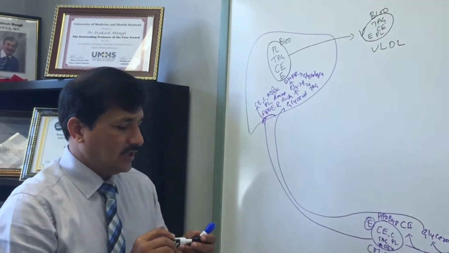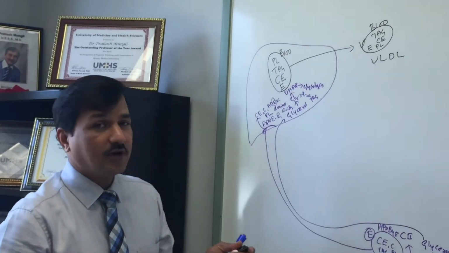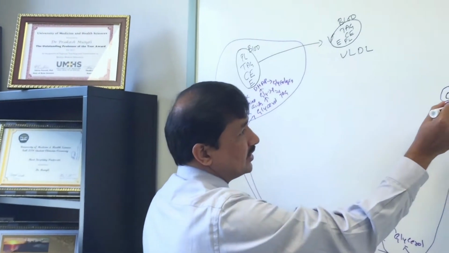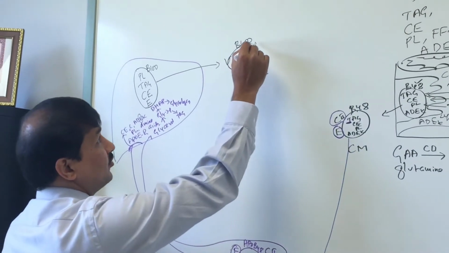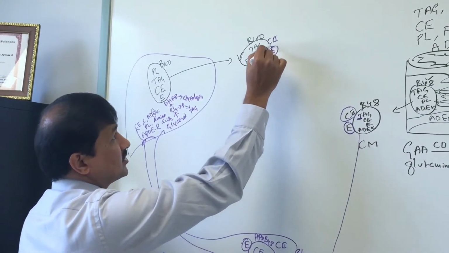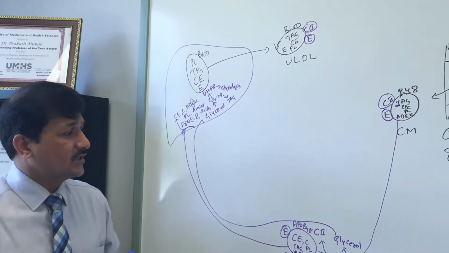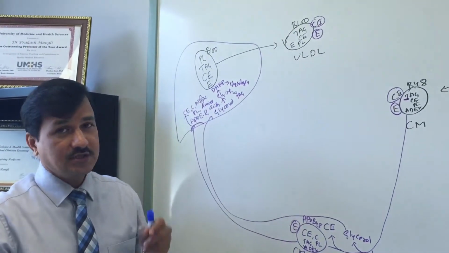Now this VLDL will acquire, means it will take ApoC2 and ApoE from HDL, just like your chylomicron. As we have seen, chylomicron takes ApoE and ApoC2 from HDL. In the same way, ApoC2 and ApoE will be given by HDL to VLDL. Now this VLDL is considered a mature VLDL. Maturation is going on in the circulation.